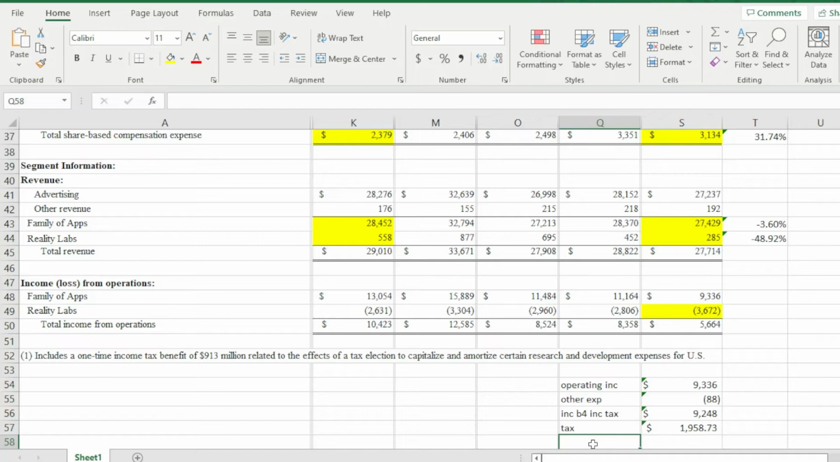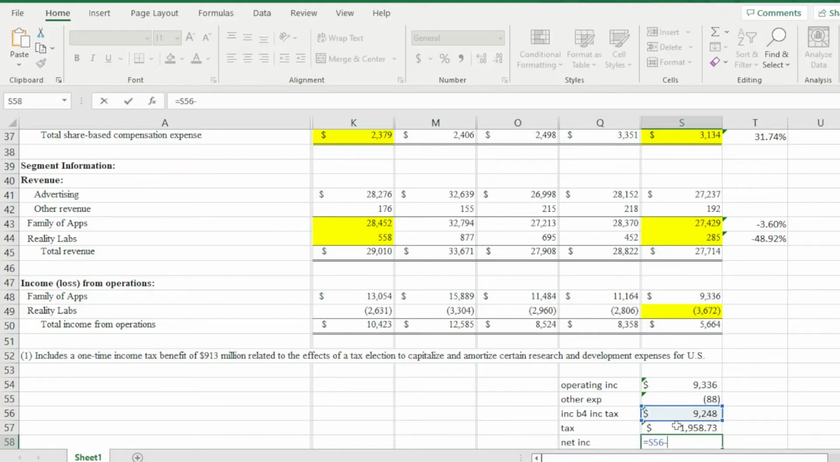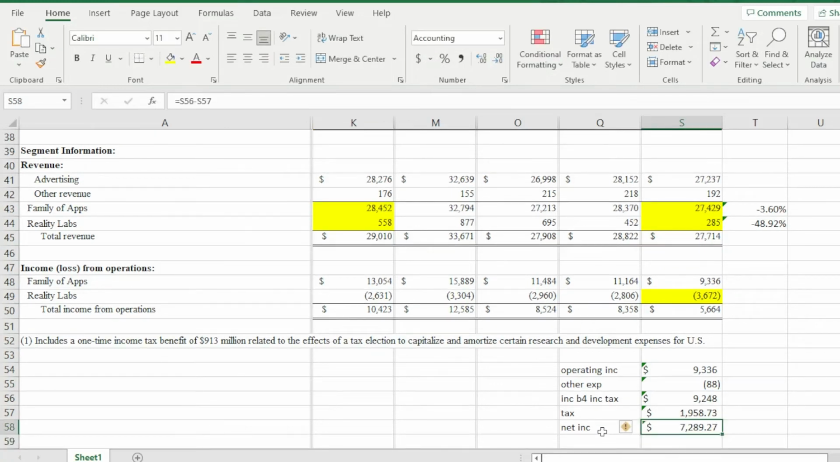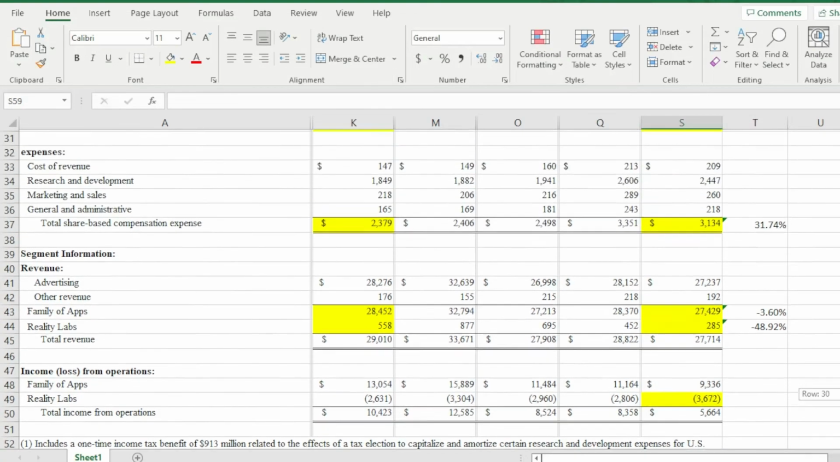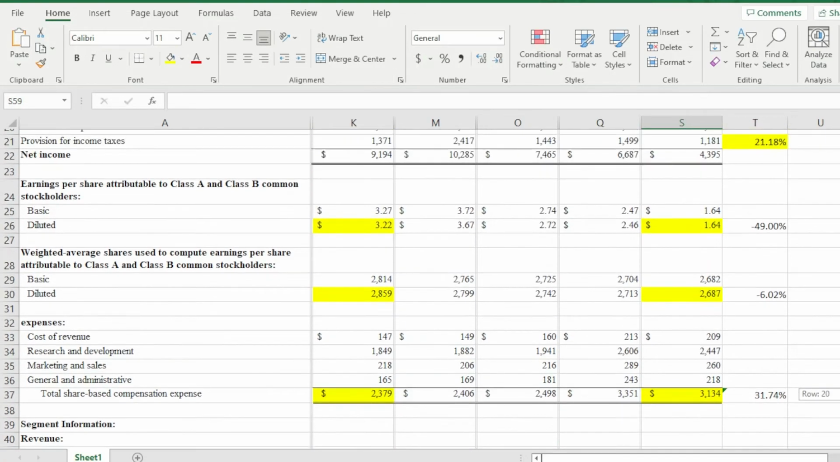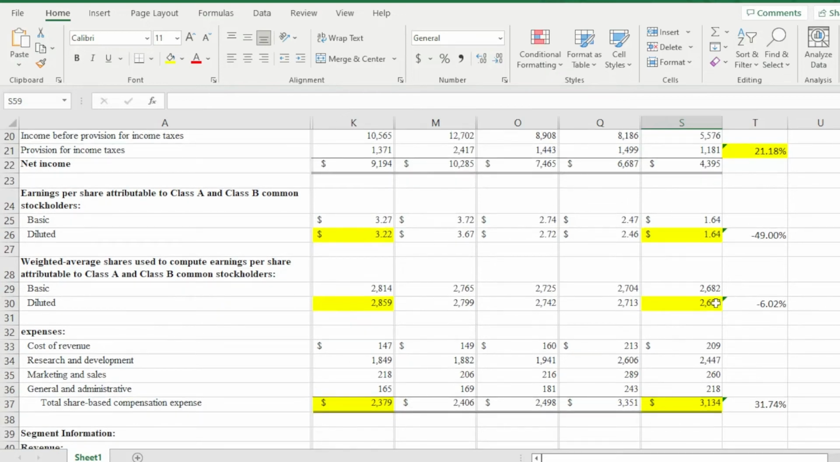And then now we are going to do our net income. So net income is just the income before income tax minus the income tax. So that's our net income. We're going to go ahead and get our diluted share count. Let's find that information again. So that is this cell right here, that is S30.